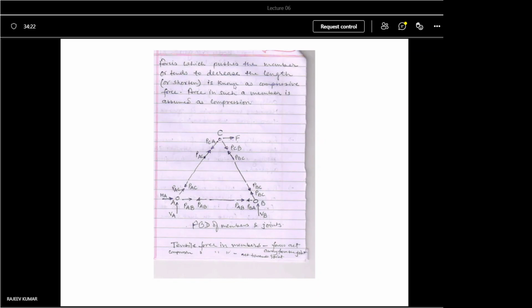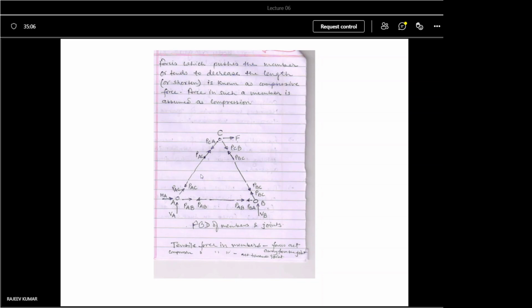Forces which push the member to decrease or shorten its length are called compressive forces. So forces in such a member are assumed as compression. You see here, AC is a member, AB is a member and BC is a member, and this is a triangular structure. Analyze the member AC. Because here it is a joint, think of it as a straight rod from the joint. So from point A in the C direction, force is acting.